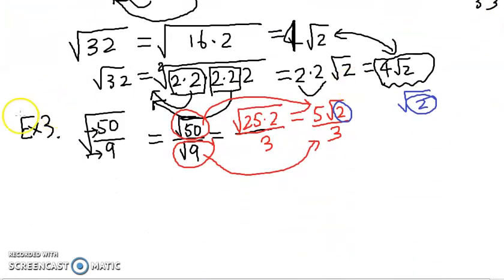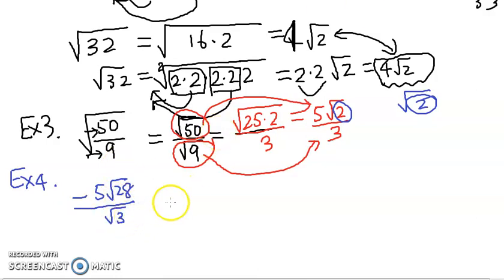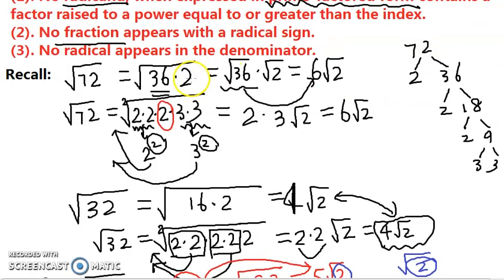So let me look at another example. Example 4. If we have negative 5 square root of 28 divided by square root of 3. Okay, so the bottom, as you can see, is a fraction. It's a radical 3. And that's violating this third rule because it says no radical appears in the denominator.